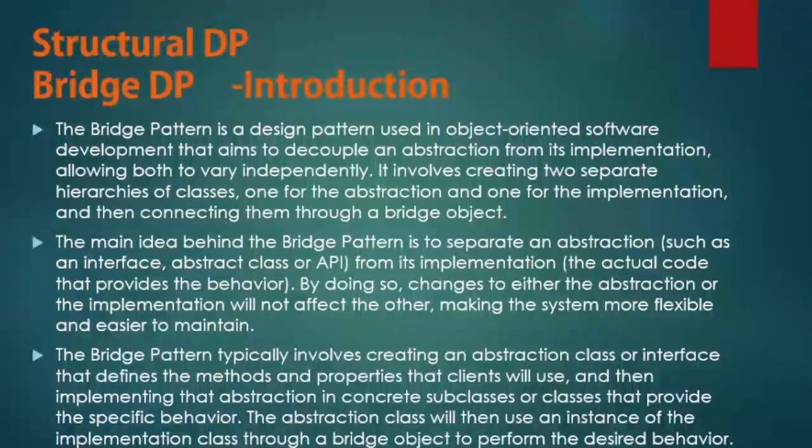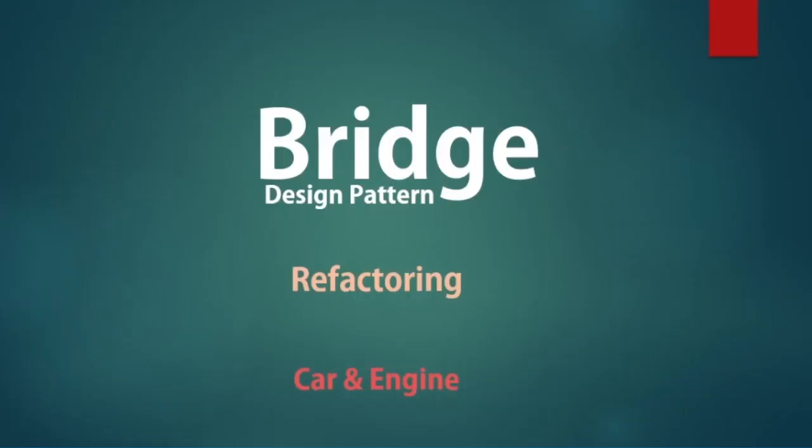The bridge pattern typically involves creating an abstraction class or interface that defines the methods and properties that the client will use, and then implementing that abstraction in concrete subclasses or classes that provide the specific behavior. The abstraction class will then use an instance of the implementation class through a bridge object to perform the desired behavior.